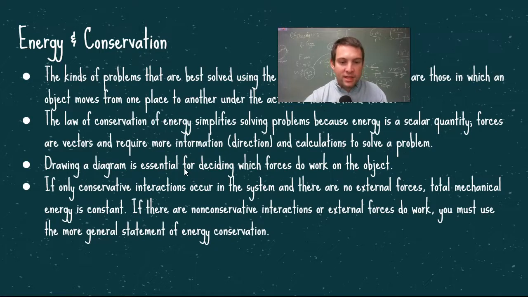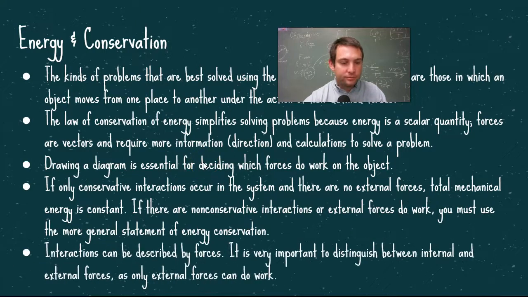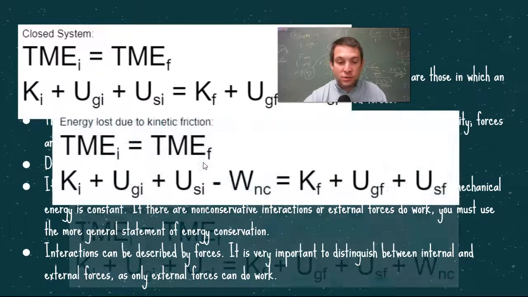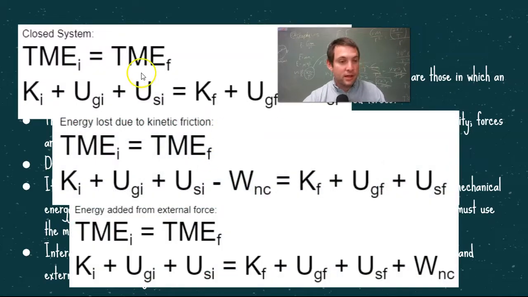If only conservative interactions occur in the system and there are no external forces, then total mechanical energy is constant. If there are non-conservative interactions or external forces doing work, you must use the more general statement of energy conservation. Interactions can be described by forces. It's very important to distinguish between internal and external forces.